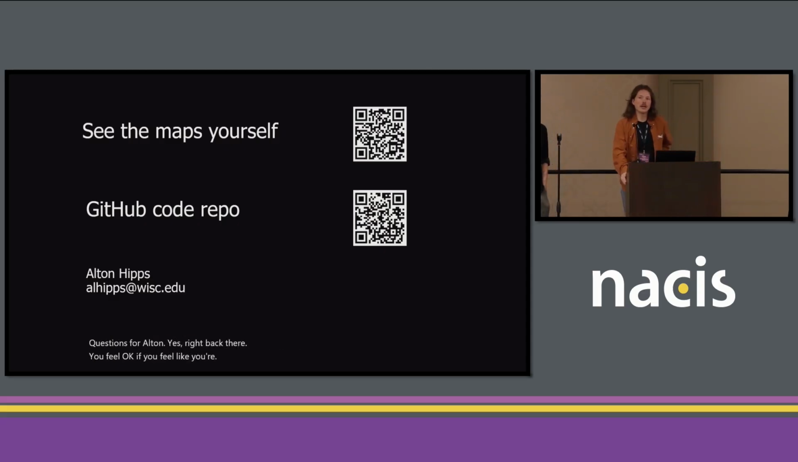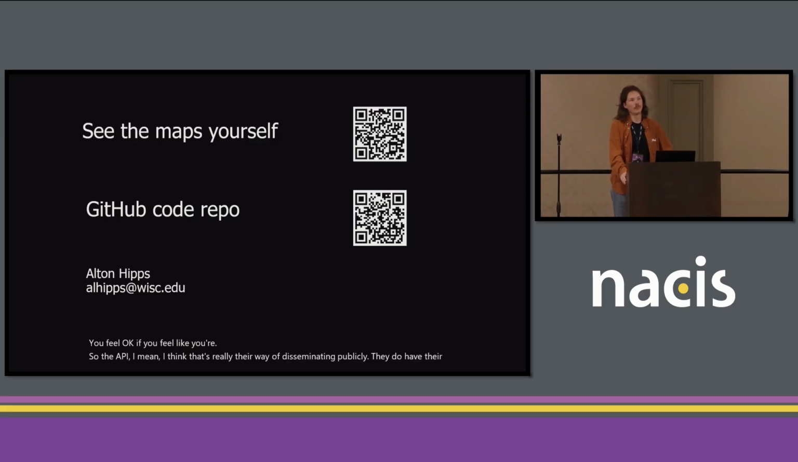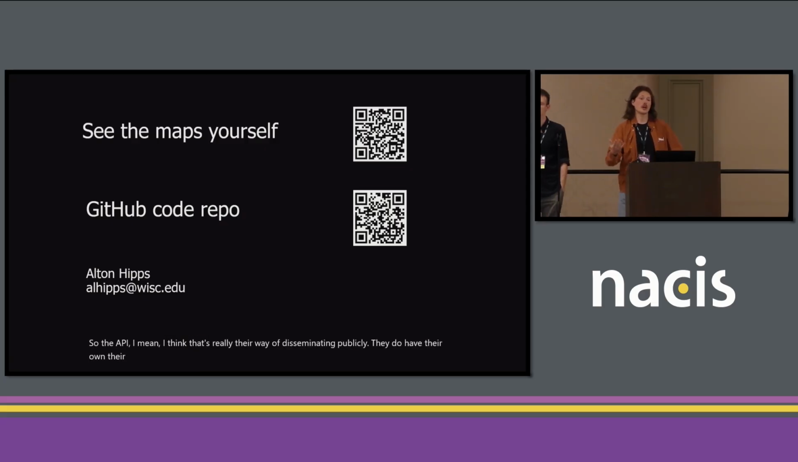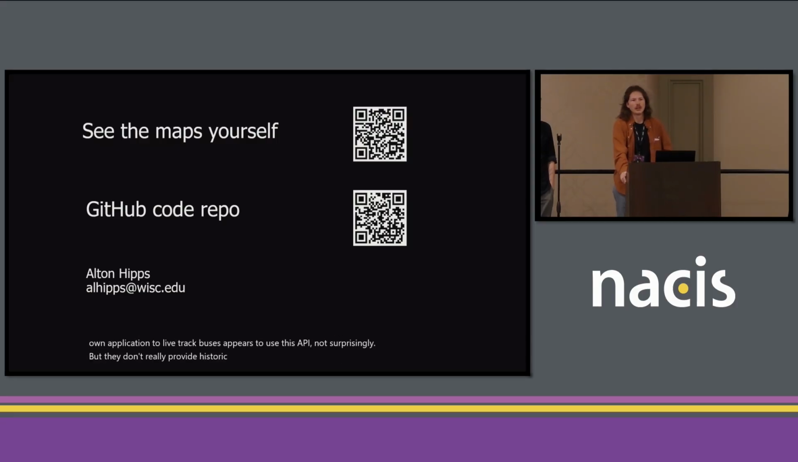So the API, I think that's really their way of disseminating publicly. They do have their own application to live track buses. It appears to use this API, not surprisingly. But they don't really provide historic data, kind of ever. I don't know if that's a choice, if it's just how it's worked out, but that is how it is right now.